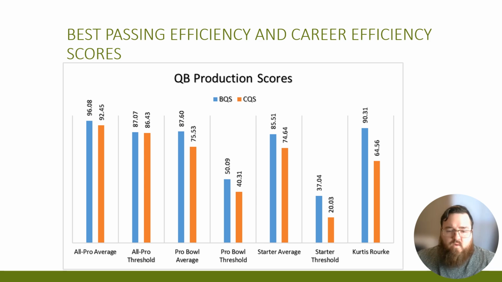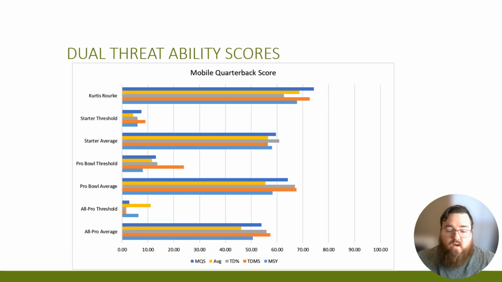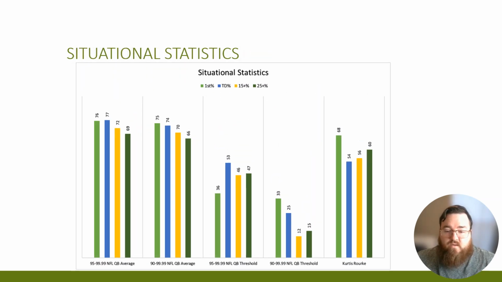Then, of course, when you get to his dual threat ability, Kurtis also did really well with his mobile quarterback score, pretty much within line of starter average, Pro Bowl average, and All Pro average there. Then when you look at his situational statistics, he did well here too.